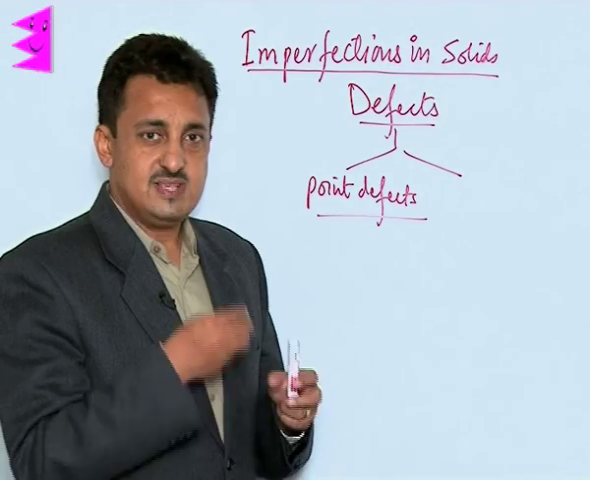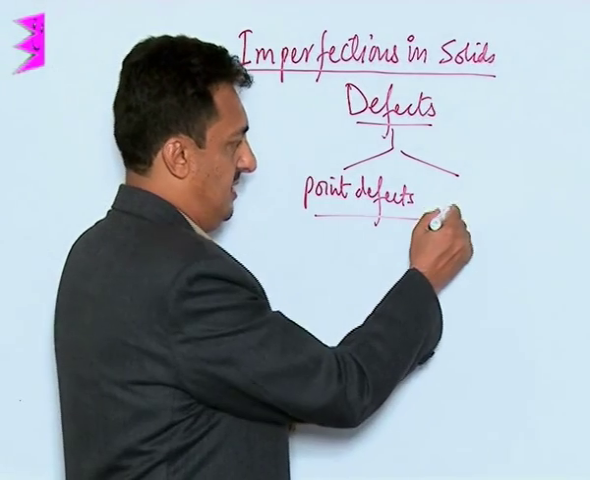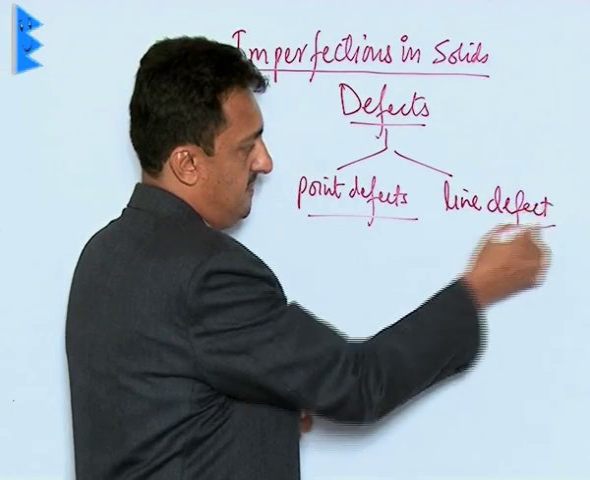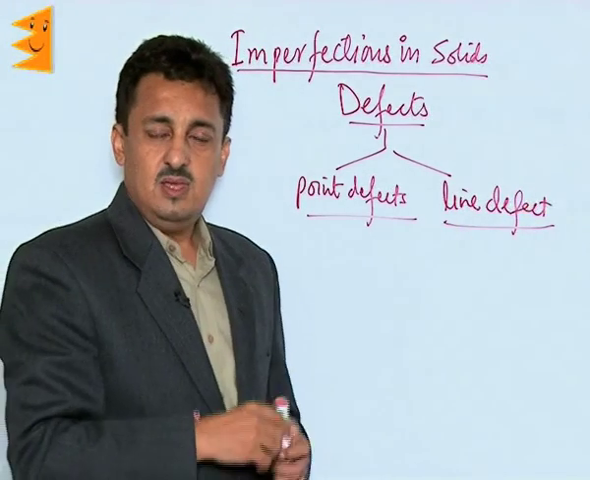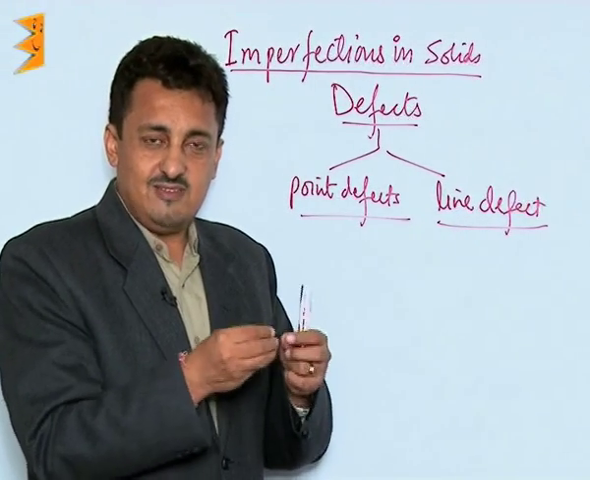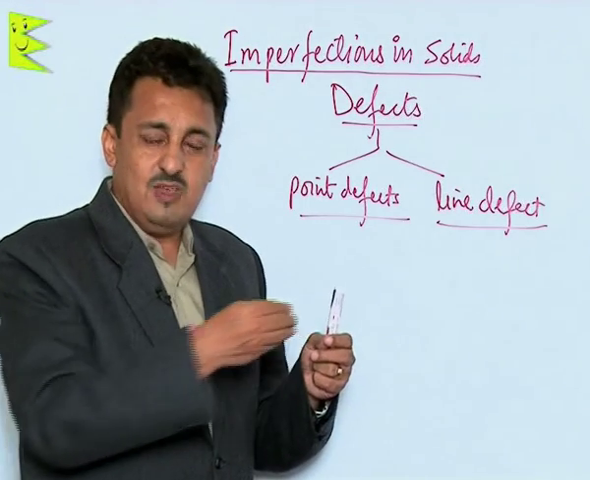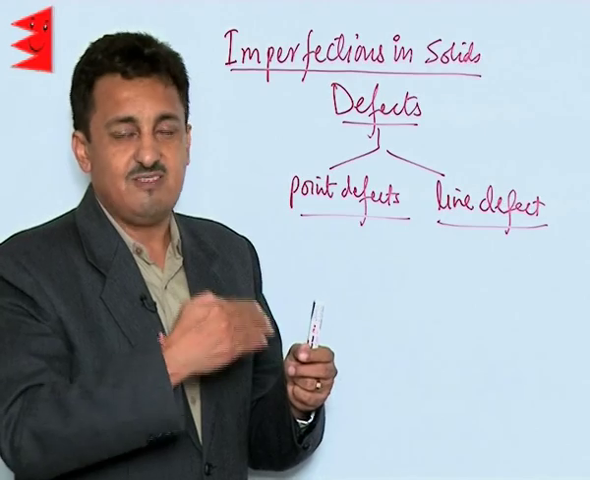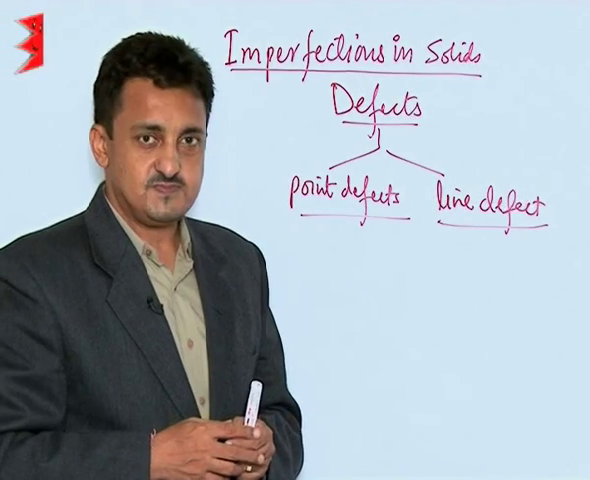And the second type of defect is called line defect. In this, in the crystalline solid, the whole of the particles lying along one line are missing from, or are getting displaced from, the usual position.